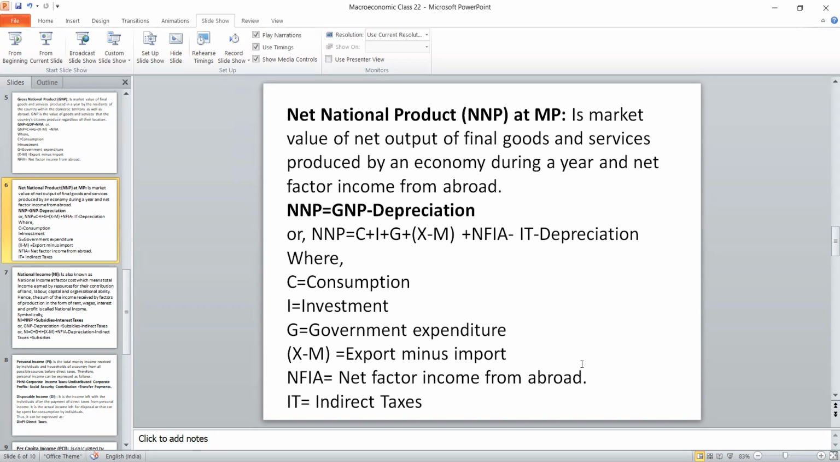Indirect tax, you should subtract IT minus depreciation. So once again, I repeat: C is consumption, I is investment, G is government expenditure, then export minus import. Then we have to add the net factor income from abroad also, and then we should subtract two things: indirect taxes and depreciation. From GNP, when you deduct the indirect taxes and depreciation, definitely we can get the value of net national product.